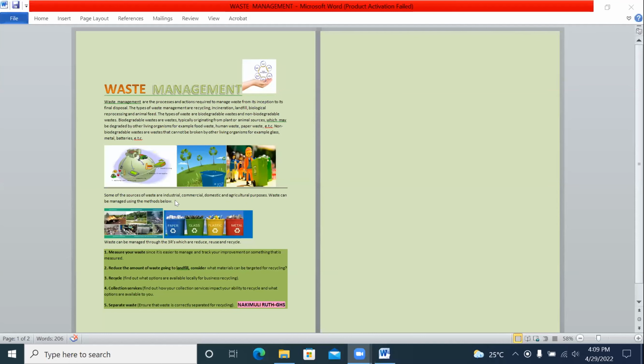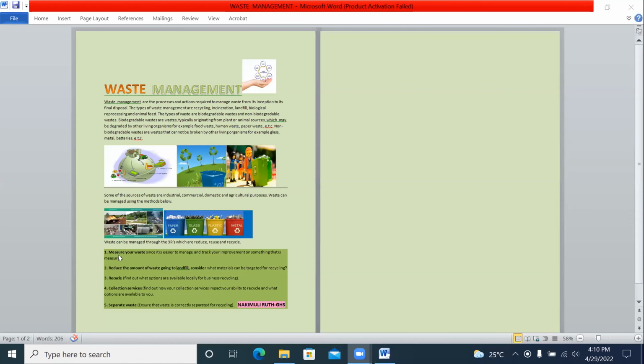You can get them from the industries. After those people who work in industries have finished using their products, they put their waste there, so you can get them from industries. So waste can be managed through the three R's, which are reduce, reuse, and recycle. Here are some photos that show waste management, like how we put it in practice.